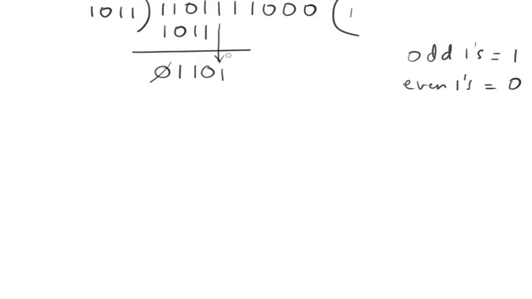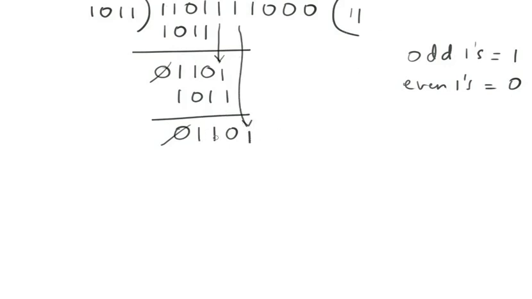Now again we have the first bit as 1, so put a 1 here, and 1 0 1 1 into 1 is again the same. Again we have an even number of ones, so put a 0. Odd number of ones is 1, odd number of ones is 1, even number of ones is 0. Next, discard the 0, so bring the next bit, that is 1.